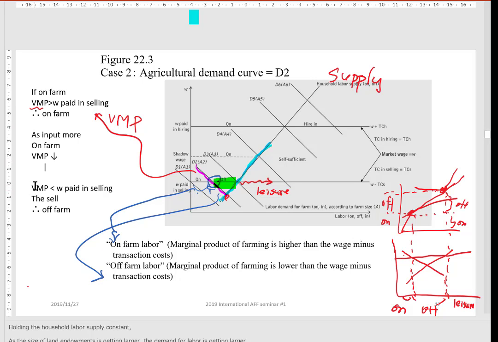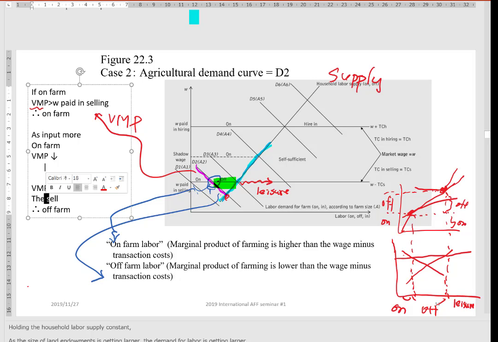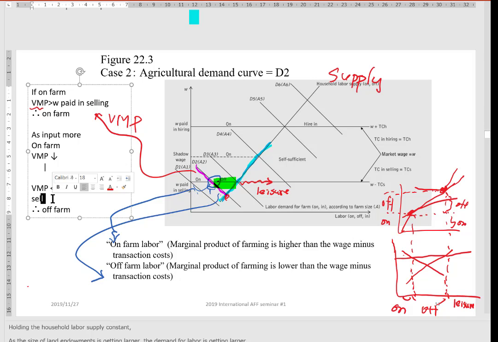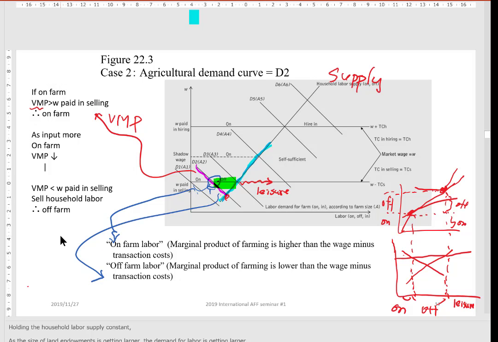Then finally they end up with this: the value of marginal product is less than the market wage. The market wage is higher than the value of marginal product on their farm, so they would rather sell their household labor, which is called off-farm.